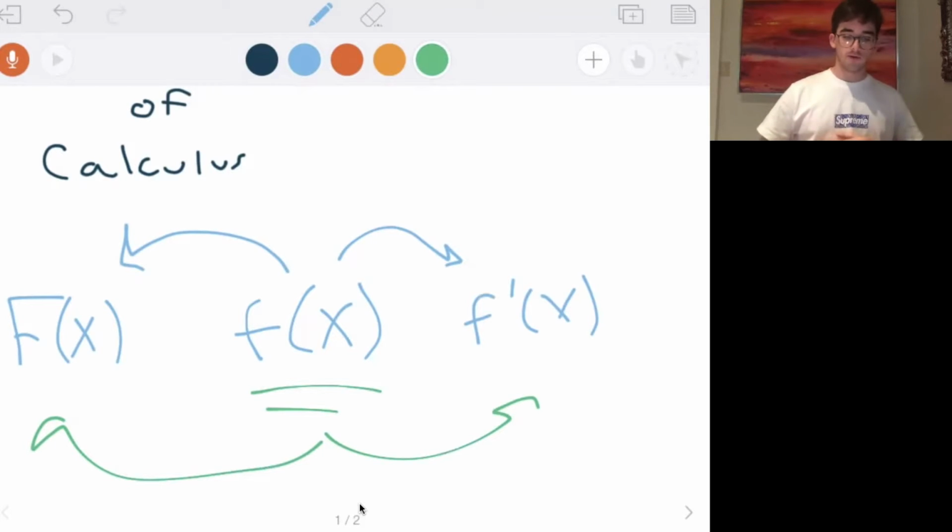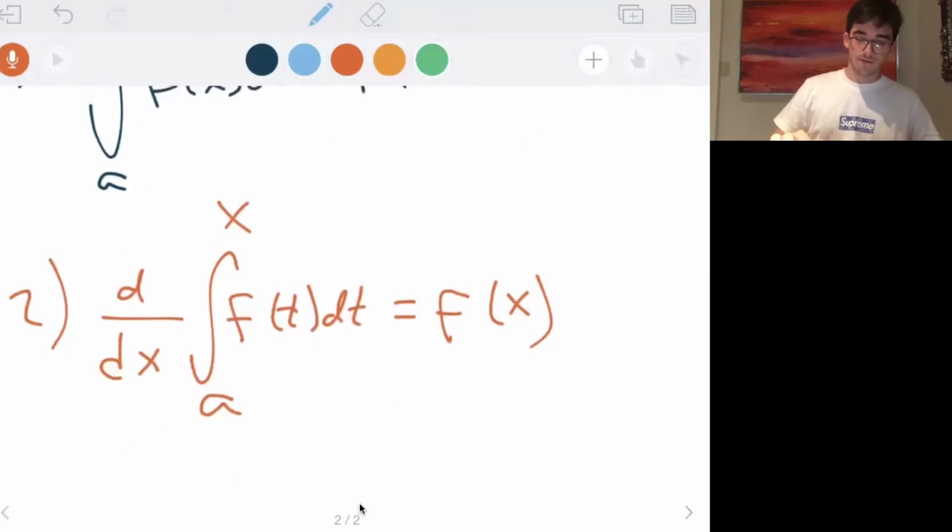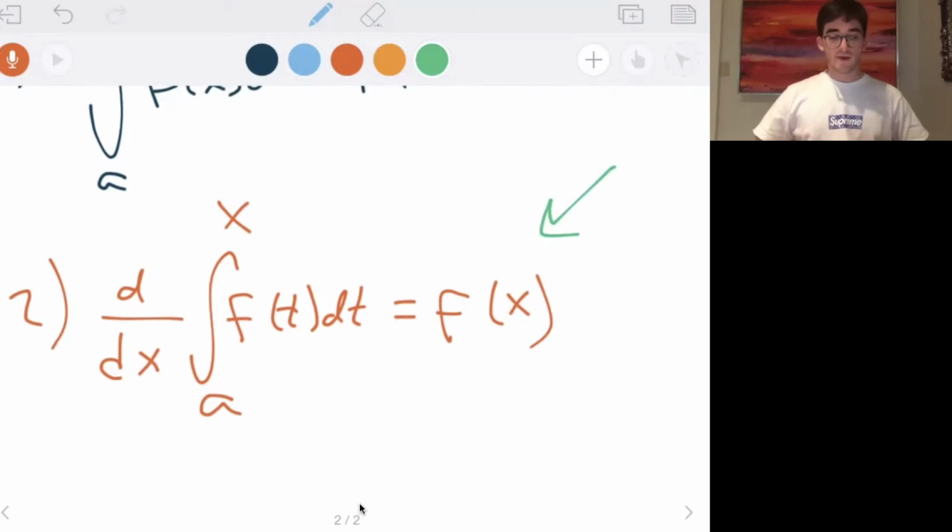Okay, so next up we have the statement of the fundamental theorem of calculus. And that's just going to be right here. It's really got two parts to it. The first part is that the integral from a to b of f of x dx is going to be the antiderivative of b minus the antiderivative of a. Okay? The second part is that part right there, the derivative with respect to x of the integral from a to x of f of t dt is f of x.